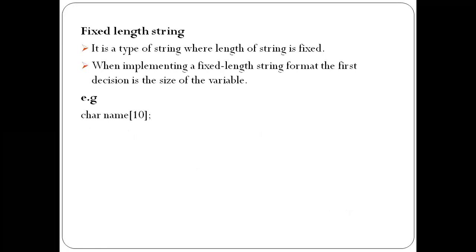Fixed length string. Fixed length means it is a type of string where the length of the string is fixed. Once the string is fixed, the size of the length is final. It means I am declaring the size 10, and the entire function goes to the size 10 only. When implementing the fixed length string format, the first decision is the size of the variable. In the fixed length, there are some drawbacks.